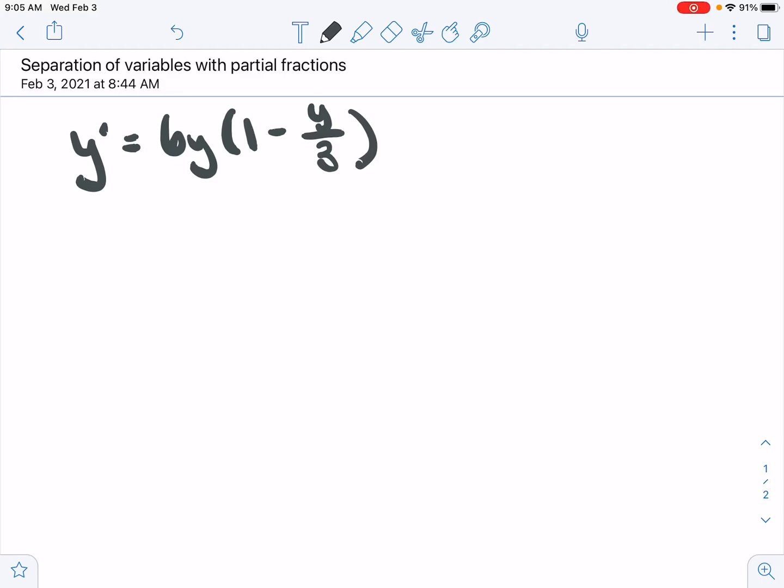Hi, this is just a bonus example with separation of variables. Realize that this is a problem that's going to come up on this week's worksheet. It's going to come up in chapter 3. Figure we should do an example.